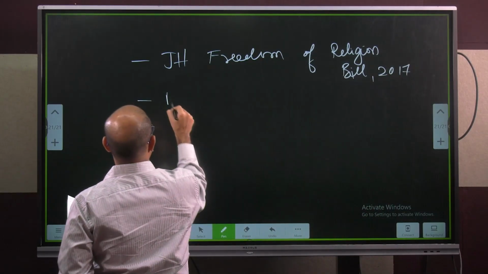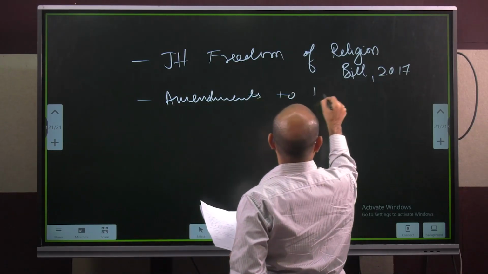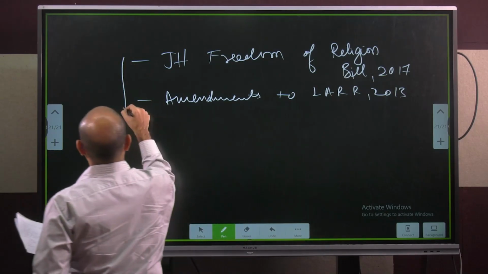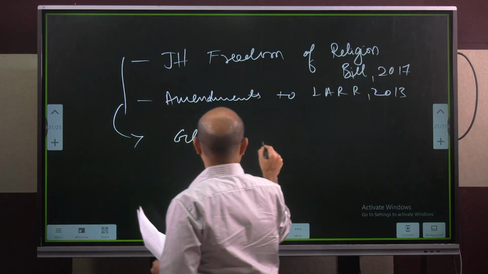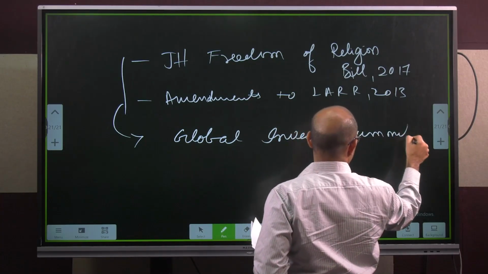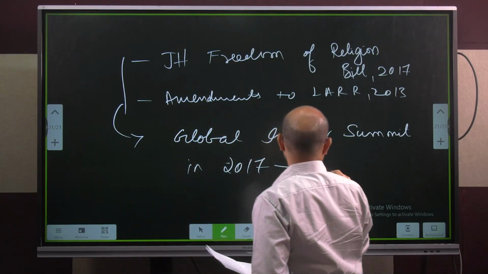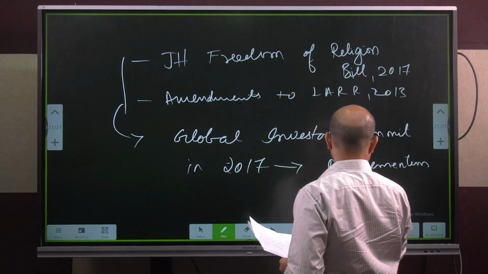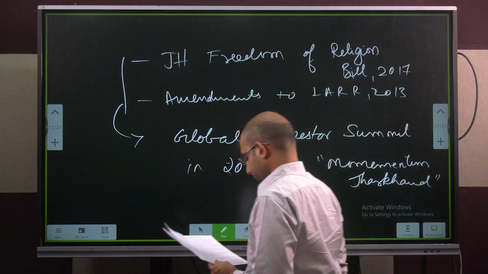And amendments were also proposed to the 2013 Land Acquisition Act. And the idea was that the Jharkhand government organized a Global Investor Summit in 2017 with the slogan Momentum Jharkhand. This was the thing.